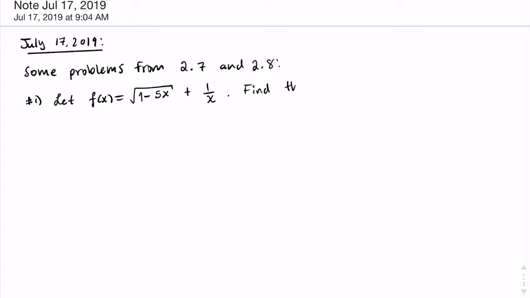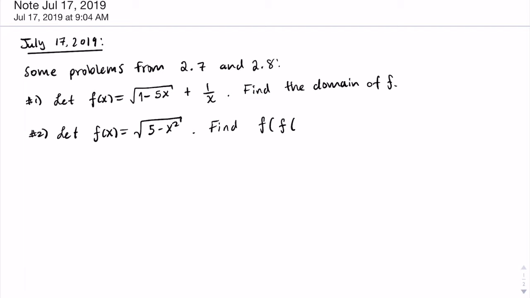Find the domain of f. Number two, let f of x be equal to the square root of, say, 5 minus x squared, and I want you to find f of two, like this.